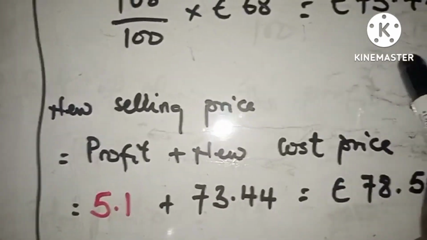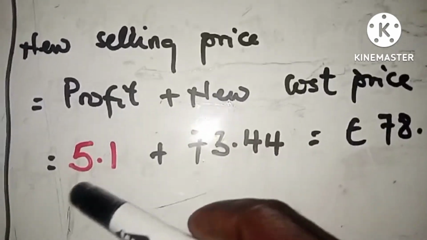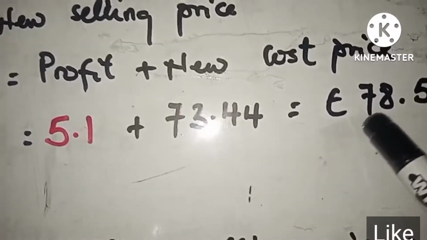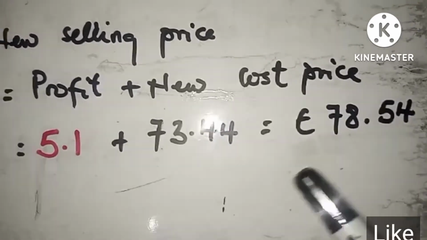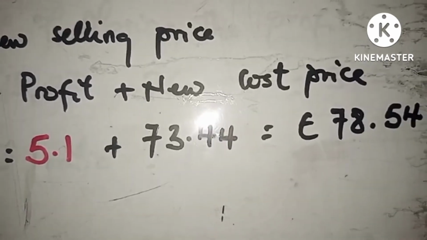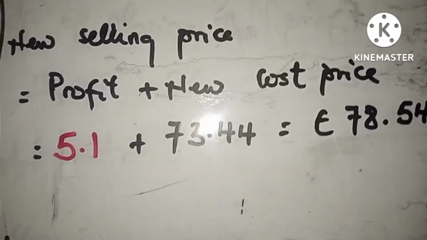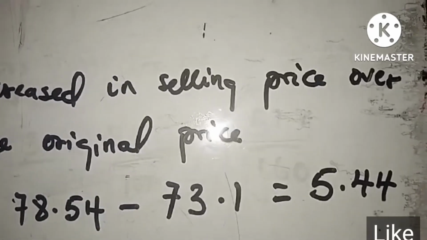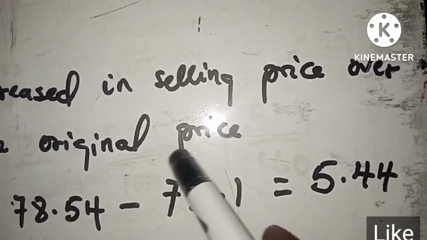So the new cost is 73.44, and the profit we made was 5.1. If you combine these two, it will give us the new selling price, which is 78.54. That's the new price that we are selling it at, because the price of the item has already been increased by 8%. Okay, perfect. Now, the selling price has increased over the original price.